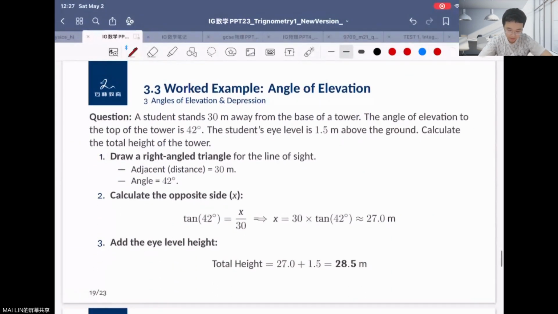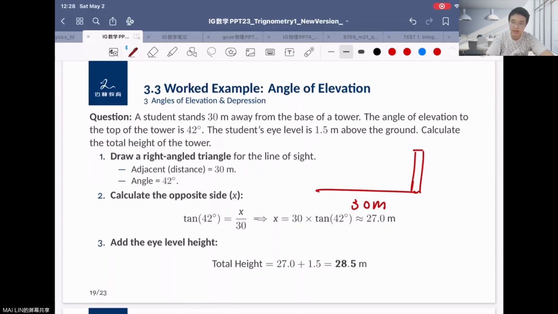Then we have a working example of the angle of elevation. First we have to draw a graph. A student stands 30 meters away from the base of a tower. Here's the tower, and the angle of elevation of the top is 42 degrees. The student's eye level is 1.5 meters above the ground, so we mark 1.5 meters here, at his eye. This angle is 42 degrees, and we want to calculate the total height of the tower.